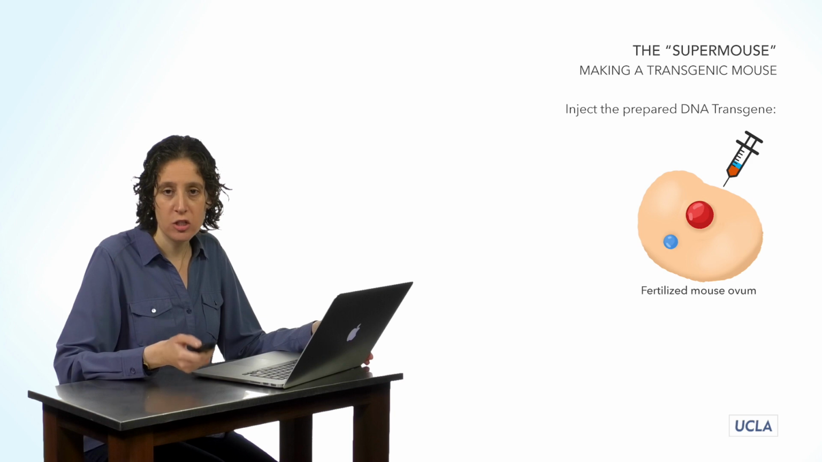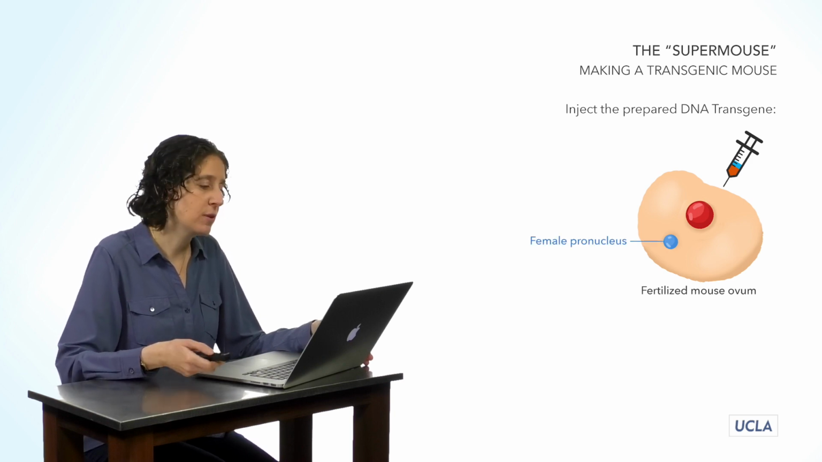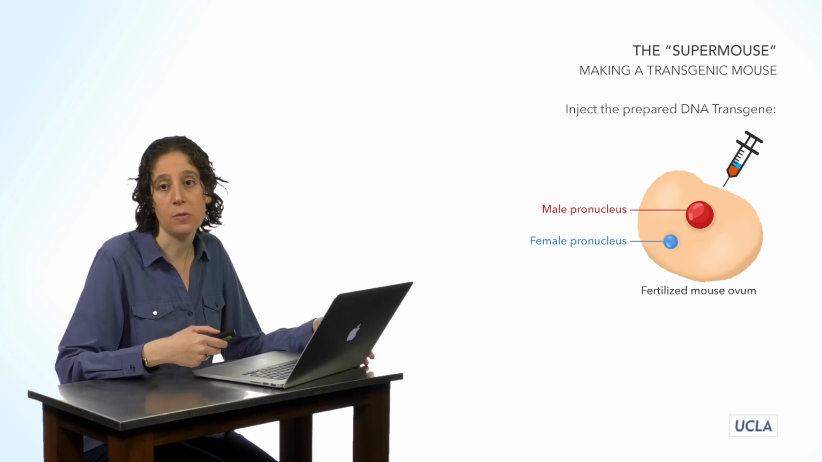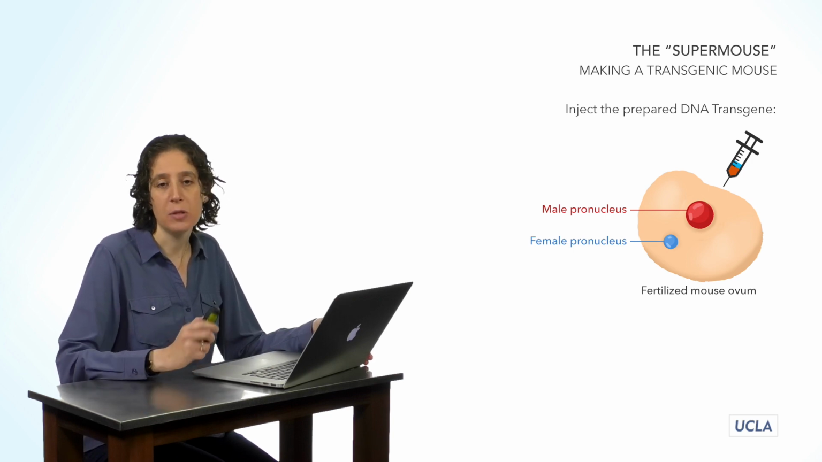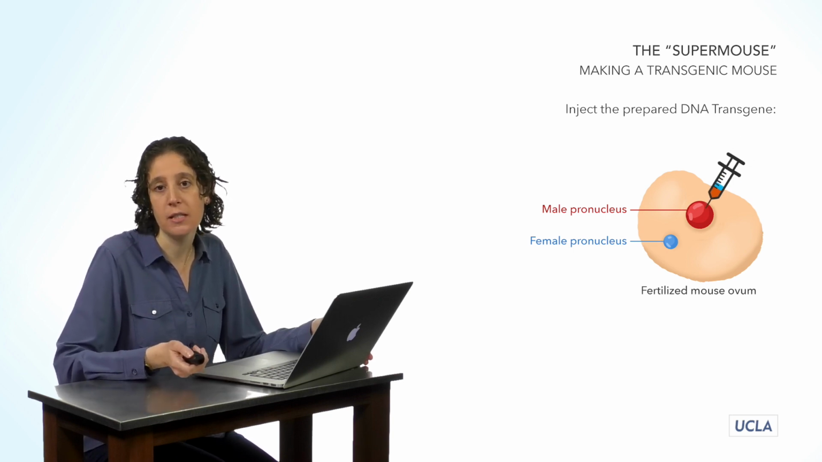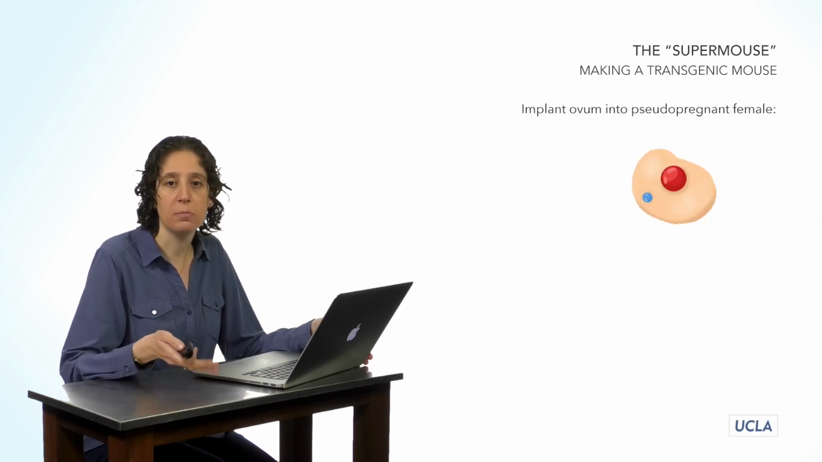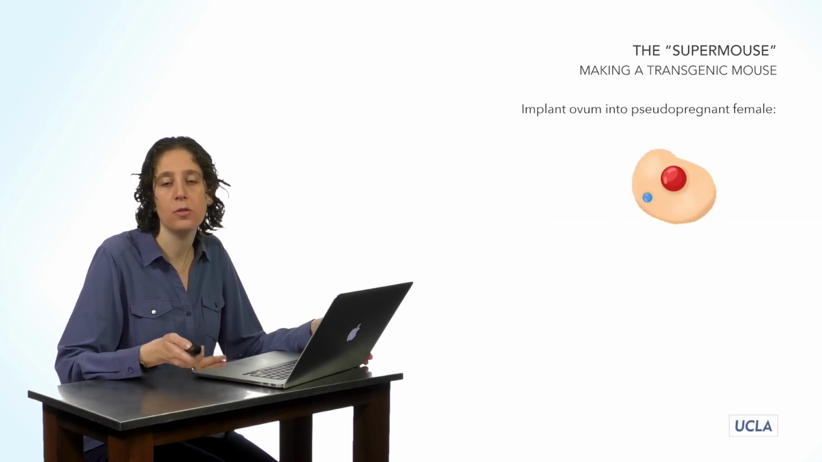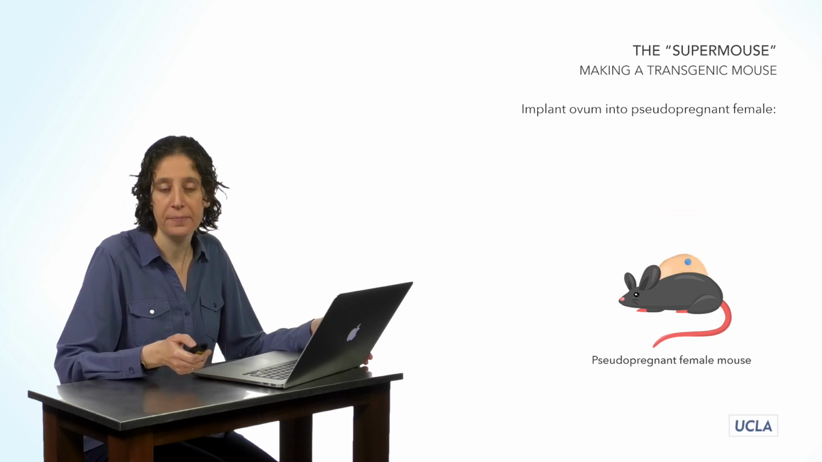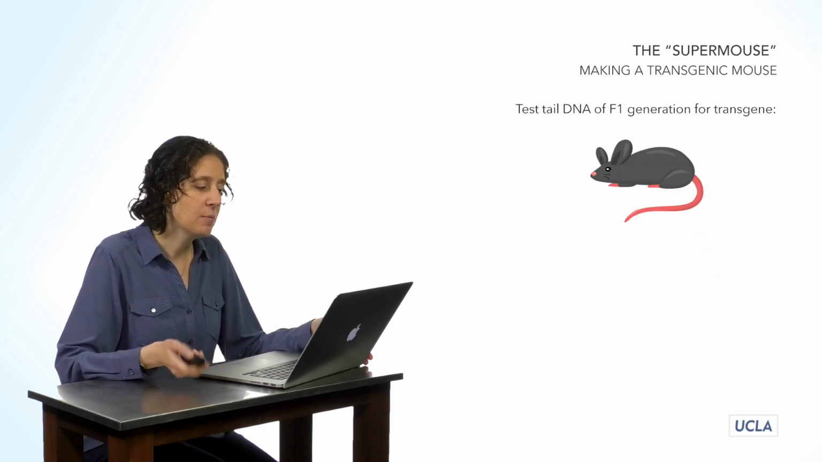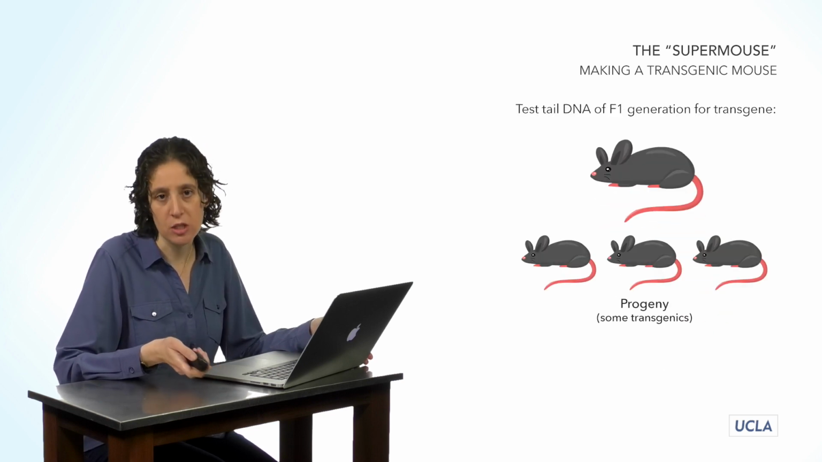Okay, you inject the transgene right after the ovum has been fertilized, before the pronucleus from the egg and the pronucleus from the sperm have fused. And in particular, you usually inject the transgene into the male pronucleus, since the male pronucleus is larger than the female pronucleus. You then implant this ovum into a pseudopregnant female. And then some of the progeny from this mouse will be transgenics.